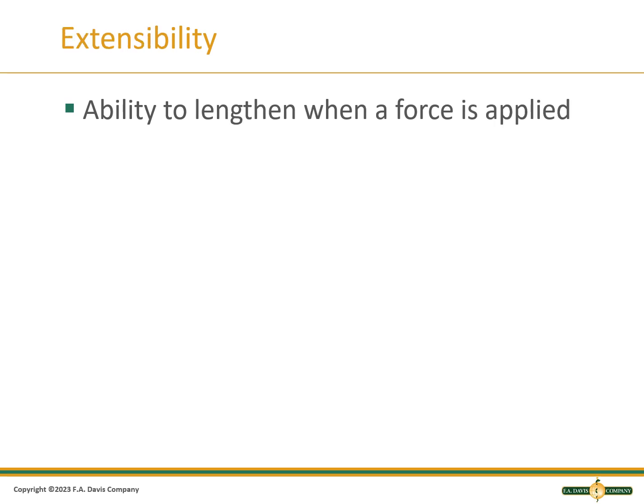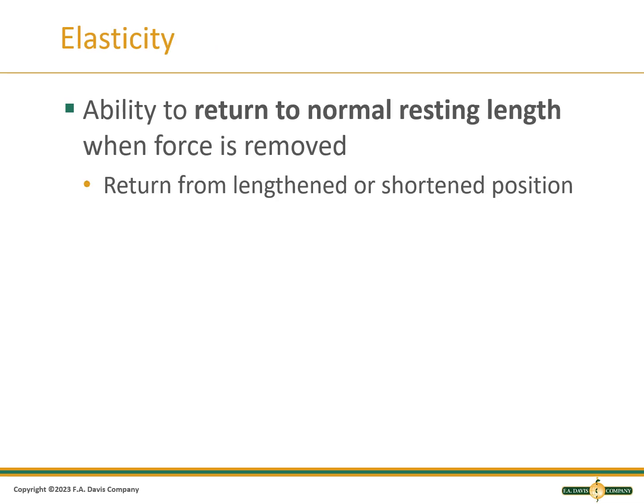Extensibility is the ability to lengthen when a force is applied. This is what allows us to stretch our muscles. And then elasticity is the ability to return to normal resting length when force is removed. So extensibility allows us to stretch the muscles, but elasticity allows them to return to their normal resting length. And this can also be true of a shortened muscle. Elasticity allows it to go from a shortened position back to its normal resting length.